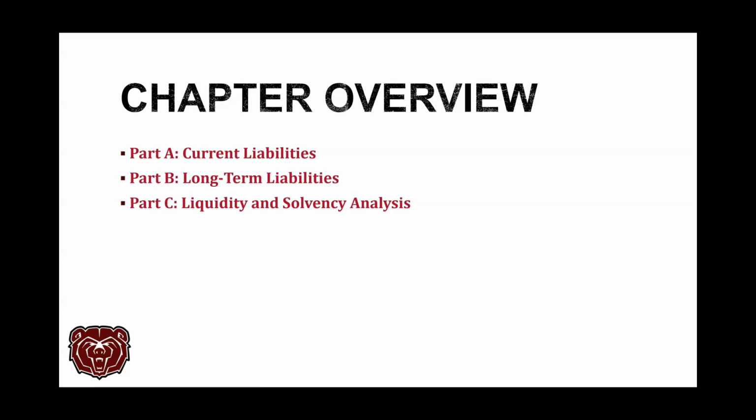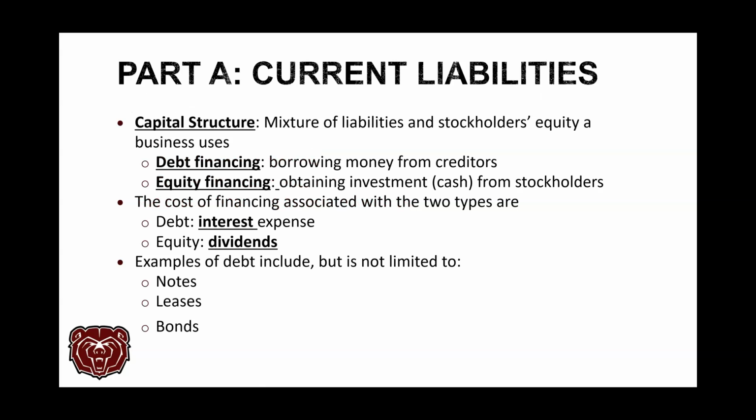So first we'll talk about current liabilities. We'll hit up long-term liabilities. And then we'll talk about some new ratios. There's 5 of them. They're for liquidity and solvency. So the first thing we're going to talk about is capital structure.